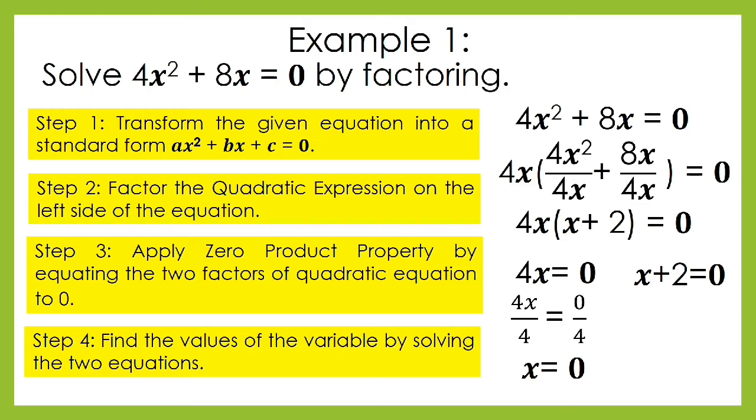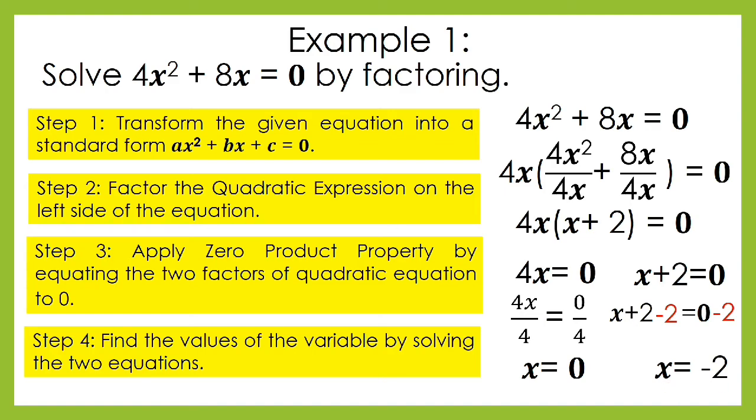To find the second factor, so we solve for x in x plus 2 equals 0. To solve that, we will apply the subtraction property of equality. Subtract 2 to both sides of the equation. And then we simplify, we now have x equals negative 2. X equals negative 2 is now the second solution or roots. So we have x equals 0 for the first root or solution, x equals negative 2 for the second root or solution.